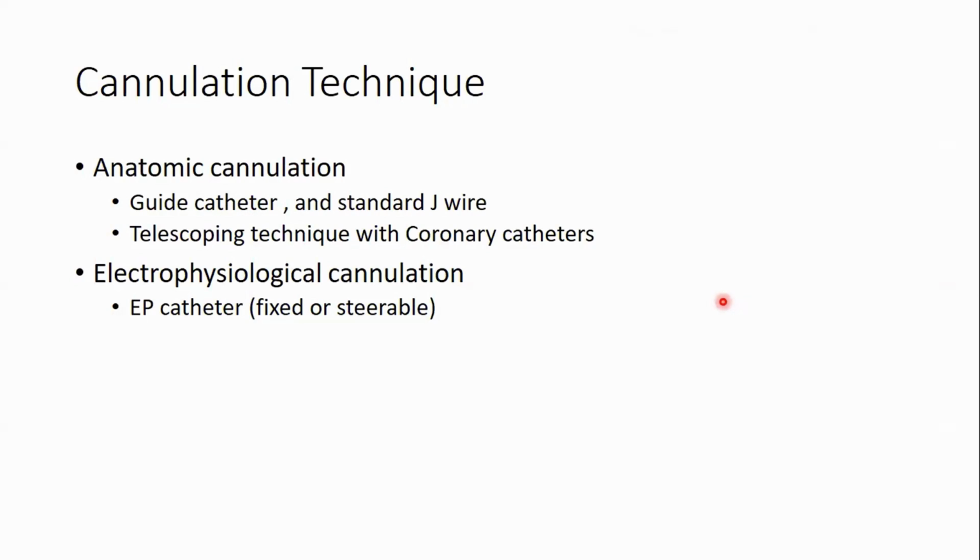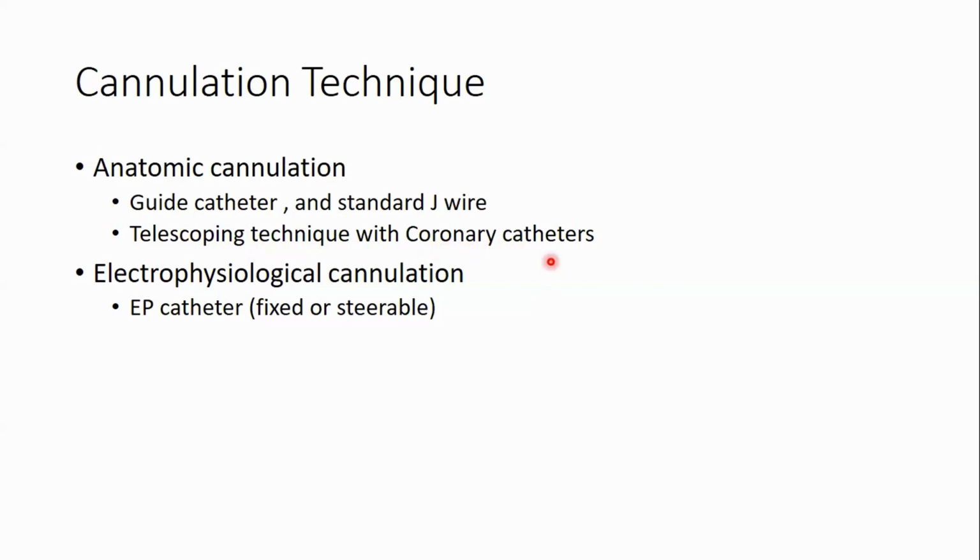lead. So let's move on and talk about cannulating the coronary sinus. There are various methods of cannulation: an anatomic guided cannulation or an electrophysiology guided cannulation. Personally, and in our practice, we use the anatomic cannulation. Using the anatomic cannulation, there are two methods. In the first method, we can just use the standard J wire with a guide catheter. On the other hand, sometimes if that alone doesn't work, then we use the assistance of various other coronary wires, coronary diagnostic catheters, and what are called telescoping techniques.